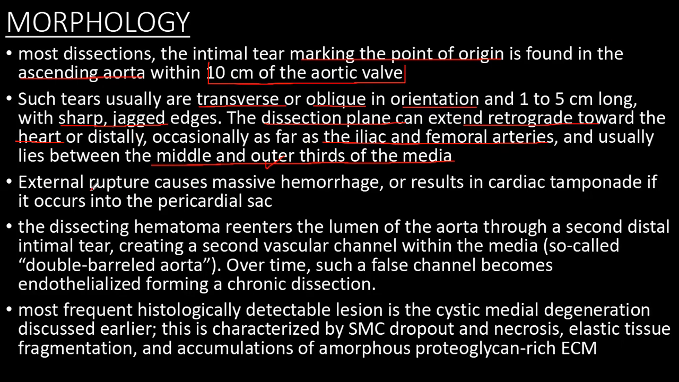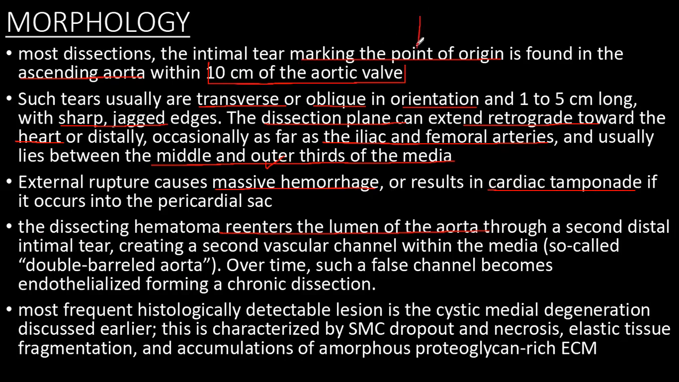Now, external rupture. Imagine you have blood within the aortic media. If the tunica adventitia ruptures, there will be a massive hemorrhage. Or if it ruptures into the pericardial sac, there will be a cardiac tamponade, and this might lead to heart failure. Now, the dissecting hematoma can re-enter the lumen of the aorta through a second distal intimal tear.